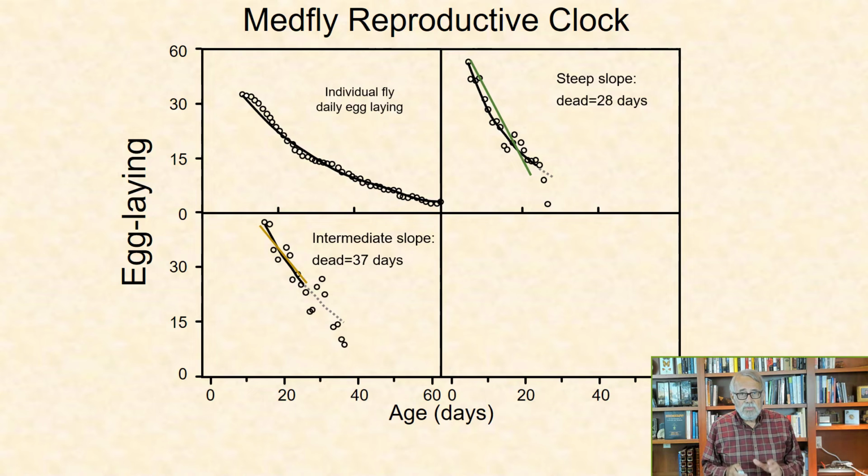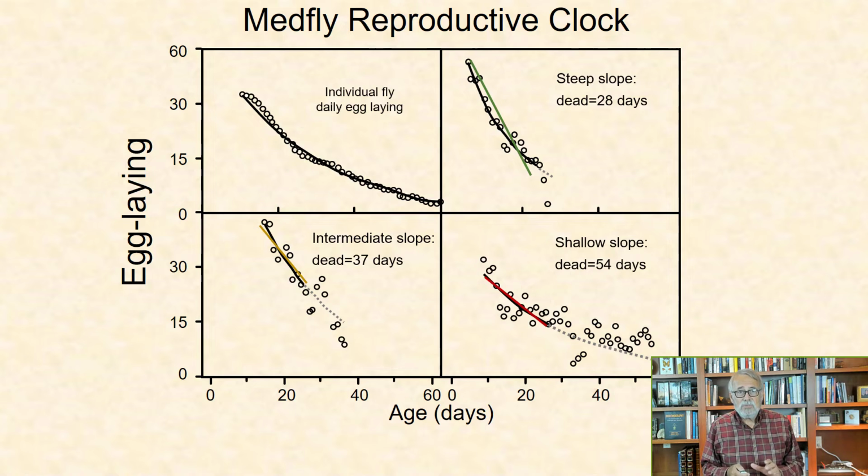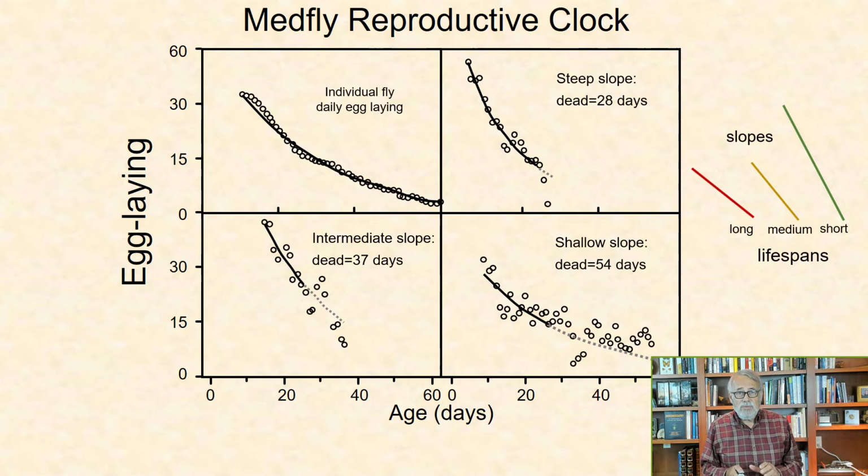This next plot shows reproduction in a single fly with an intermediate slope with age and which experienced a longer lifespan, that is 37 days. Then this last plot shows reproduction in a fly with a shallow slope with age and which experienced a lifespan of 54 days. So a comparison of slopes across a 2-week window of reproduction reveals the relationship of the rate of decrease in individual level reproduction with age and that individual's lifespan.